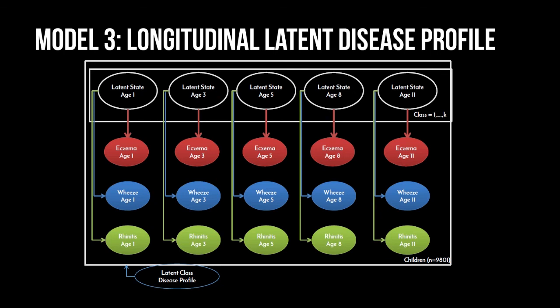And in the third model, we just assumed that at each age you have some disease state which is independent. So you observe eczema, wheeze, and rhinitis at each time point, and that gives you some latent state which is independent to what happened at the previous time point. And this pattern for each child is governed by some latent disease profile. And actually, this model gave the best fit.